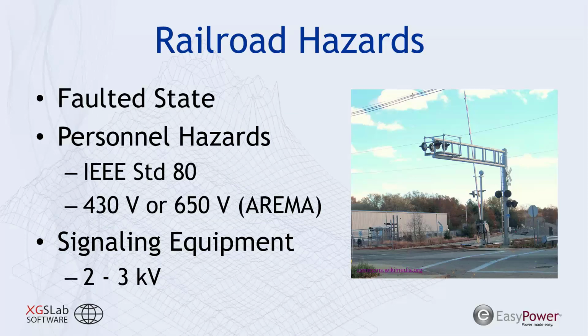Again, we have fault state concerns for railroads. Here we have, again, personnel hazards that could be derived. We can derive an applicable touch voltage limit from IEEE standard 80 like we did for the pipelines, or we could reference AREMA that recommends a 430 volt or 650 volt limit depending on the transmission line's protective systems. We also have a possibility of exceeding the signal equipment's voltage limitations, and that could cause permanent damage to the rail's signaling capabilities. And that often occurs around 2 to 3 kV. Again, that's something that you want to review on the specific device capability.